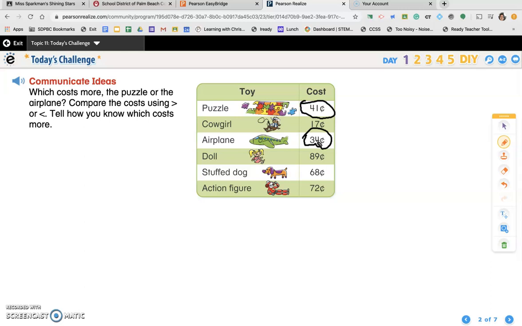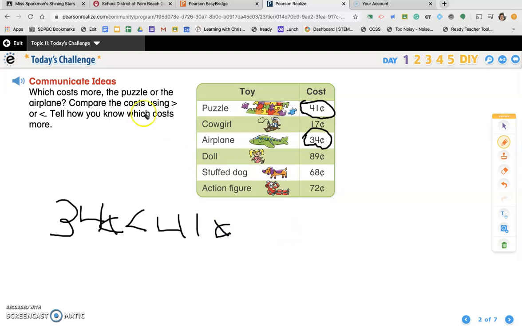Can anyone tell me which one costs less? Yes, the airplane costs less because the airplane has a 3 in the tens place and the puzzle has a 4 in the tens place. So how would we write that? We would write 34, let me not forget my cents, 34 cents is less than 41 cents. So that is our answer.